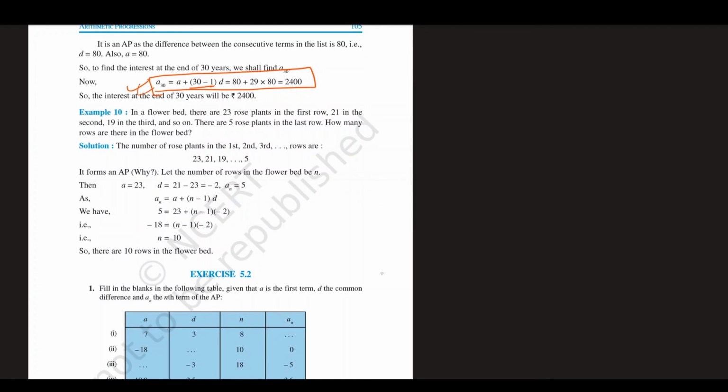Then the 10th question: in a flower bed there are 23 rows in the first row, 21 in the second, and so on. How many flower rows are there? If we start, first is 23, then 21. So the first term is 23, which is written here. d is 21 minus 23, the difference between these two terms. There are 5 rows in the last row, so an is 5. Just put these values in this formula and get the answer.